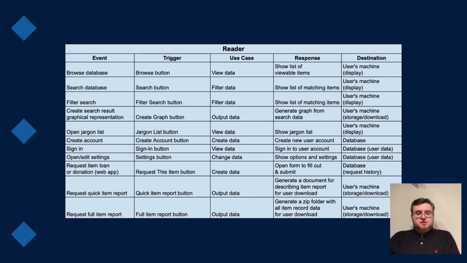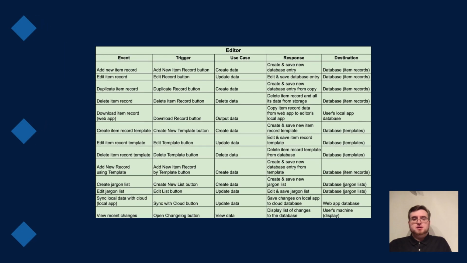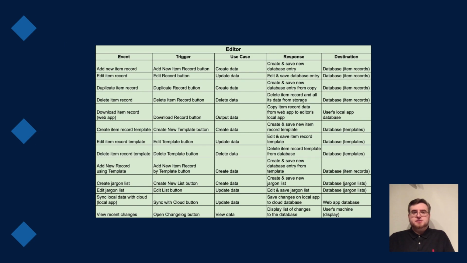Finally, readers may trigger events to generate a quick item report or a full item report. This data is downloaded to the user's machine. As the name implies, editor events have more to do with creating and changing data. Editors may add, edit, duplicate, or delete item records, which are entries in the item collection database.